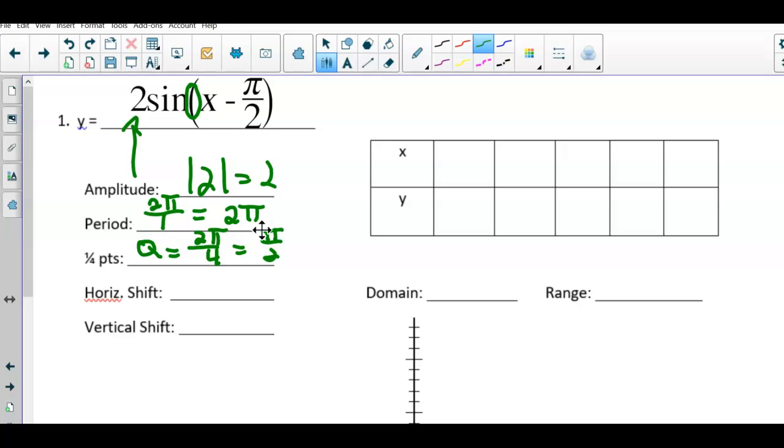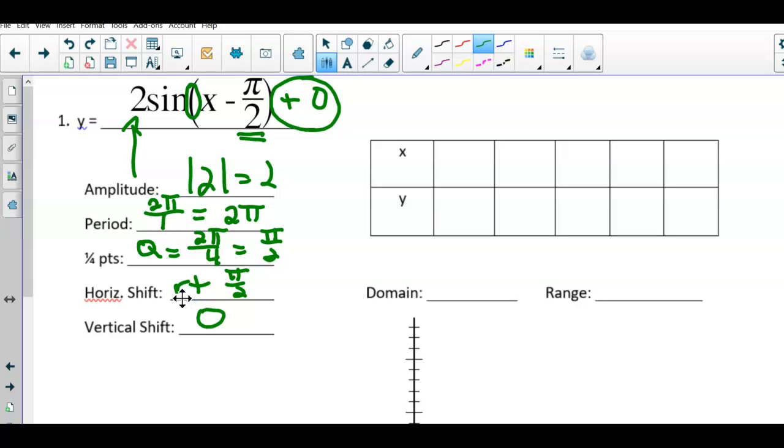Now, is there a horizontal shift? Well, is there a value that's in the parentheses with x? Well, we see that there's a horizontal shift, and it's right here. C is equal to pi over 2. That's going to mean that the graph gets moved right pi over 2 units. Is there a vertical shift? Well, do we see anything being added or subtracted? We don't. So that means the vertical shift is 0.